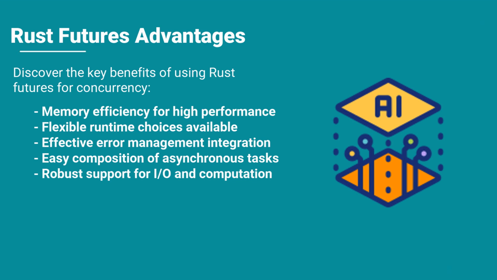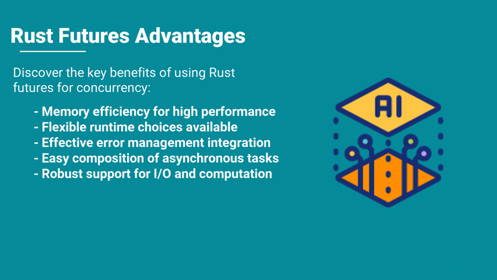Lastly, as we wrap up this discussion, it's important to recognize the advantages that Rust futures provide. Compared to traditional thread-based concurrency, futures offer several notable benefits. 1. Memory efficiency. Futures are stackless, meaning they use minimal memory overhead compared to stackful coroutines. This is especially crucial for high-performance applications where resource management is a priority.